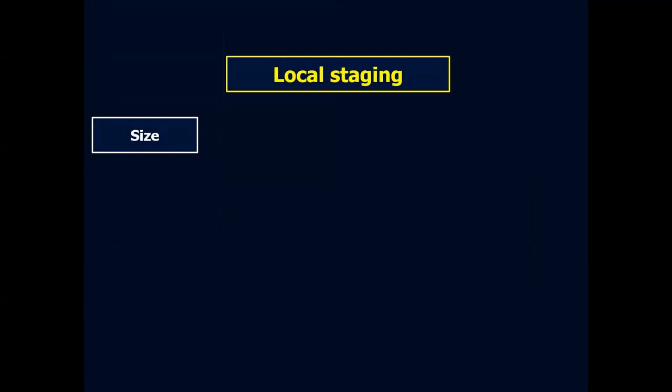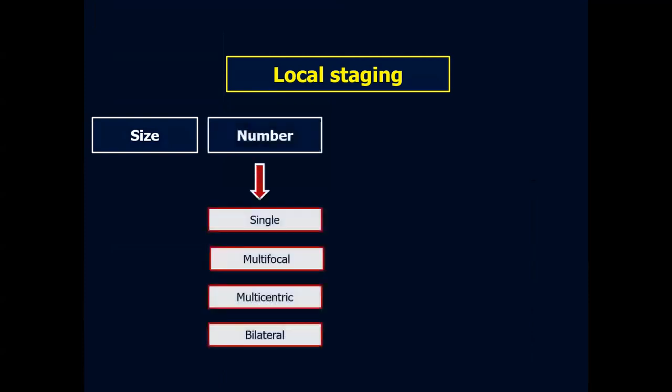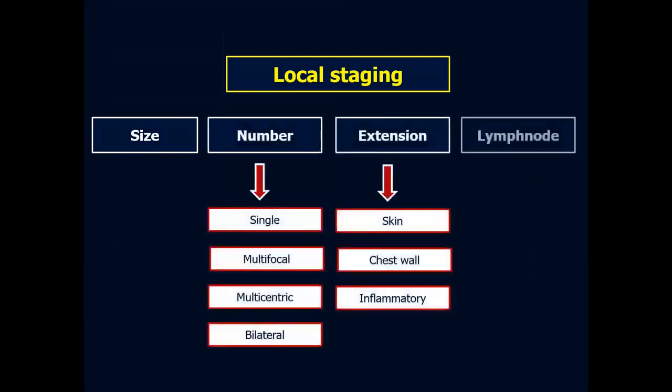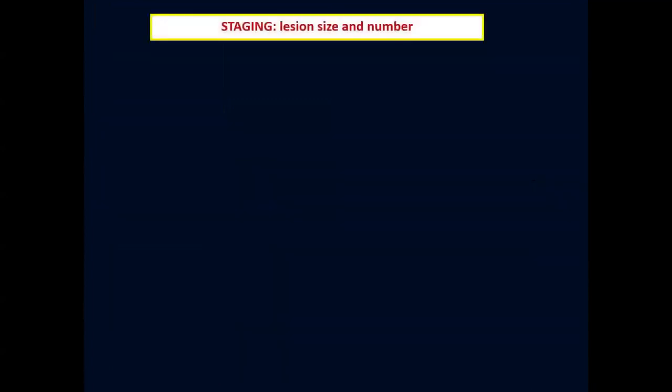For local staging, we should describe the size of the lesion, the number of lesions, the extension of the lesions, and the lymph node status.